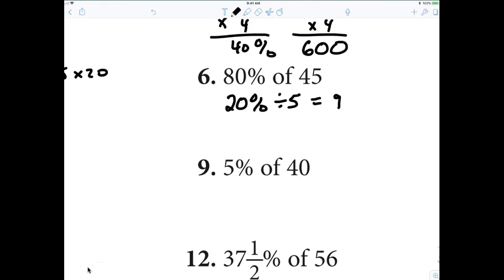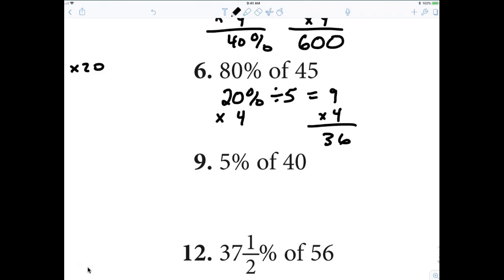But I need what? 80%. Multiply it by what? 4. Why? 20%, right? It wasn't 10%. So I multiply by 4. So the answer is 36. Go ahead. Tell me again. What I was saying here is that 20% is the same as dividing by 5. So 45 divided by 5 is what? 9. You with me now, right? All right, that's good, Julian.